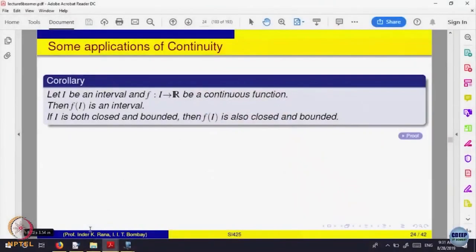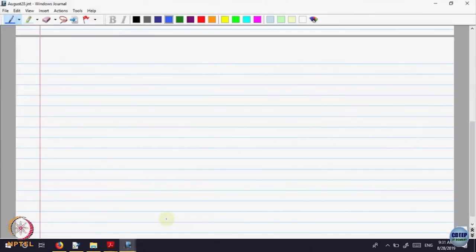Right, so last time we were looking at properties of continuous functions, and we proved, as a consequence of the intermediate value property, that if the domain I is an interval, then the range of the function is also an interval. We have started looking at the special case when I is a closed bounded interval. What can you say about the range? So let us look at that.